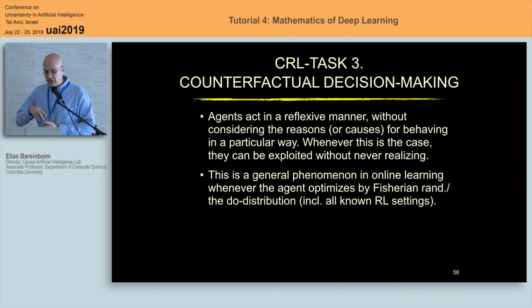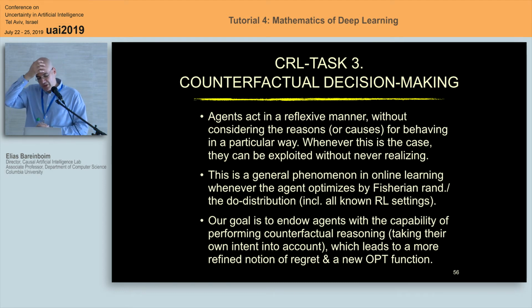This is a general phenomenon in online learning. Whenever the agent optimizes based on the Fisherian kind of randomization, or the do distribution, which includes all reinforcement learning settings, this may be happening. Our goal here is to endow agents with the capability of performing counterfactual reasoning in the layer 3 sense, taking their own intent into account, which leads to a more refined notion of regret and a new optimization function.